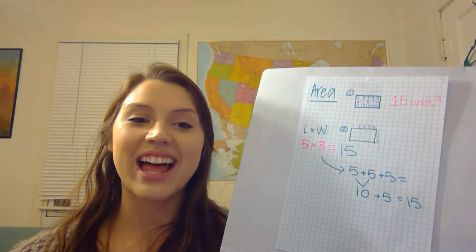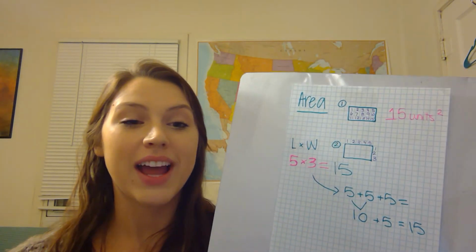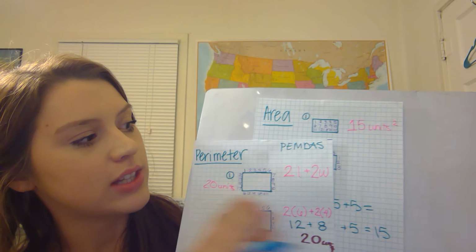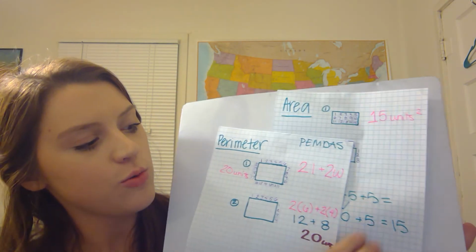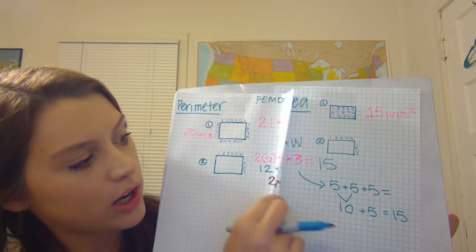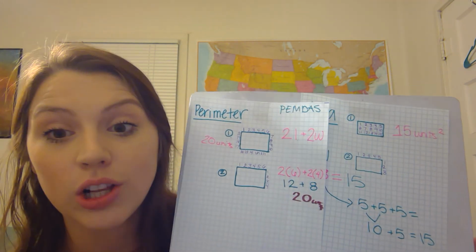Okay? So class, there are 2 different ways that you can solve the area, just like there were 2 different ways to solve perimeter. One way, you can use counting. The other way, you can use an equation, which we're going to work towards in all of our ones when the shapes get a lot bigger.